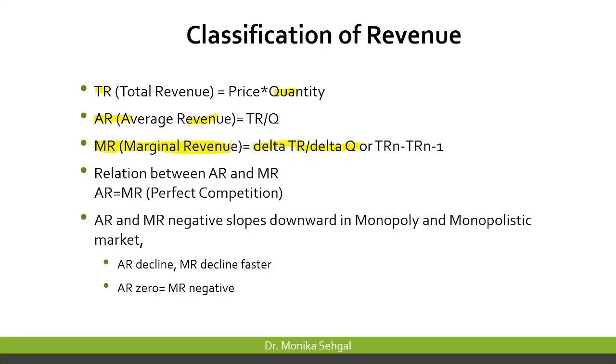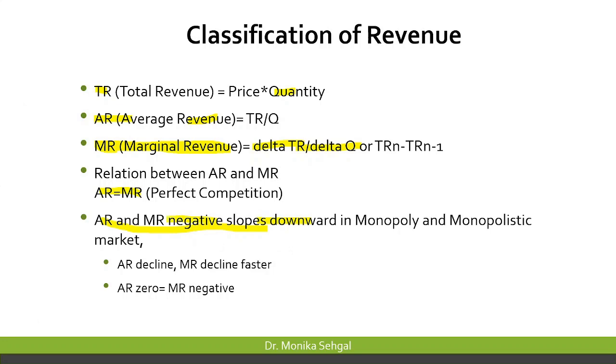So what is the relationship between AR and MR? In the perfect competition market, the average revenue is equal to the marginal revenue. But whenever we talk about the imperfect competition market, AR and MR slope downward because there is a negative relationship between them.